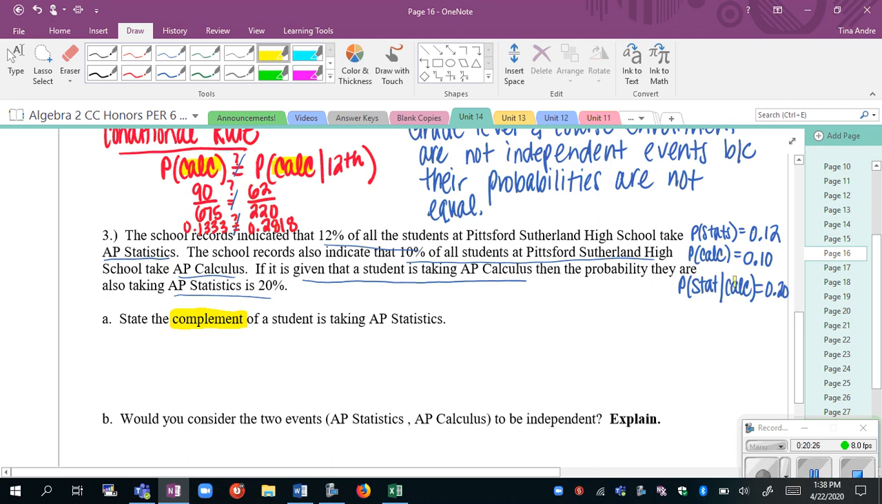So when we say complement, if I say, what is the complement of taking stats? Well, let's go up to our probability of stats. There's 12% of people that are taking stats, or the probability of a student taking stats is 12%. So what's the percentage of the student not taking stats, or the complement? Well, that would be 100% minus 12, so 88%. That's the complement. So let's write all of that down. This is basically saying not taking stats.